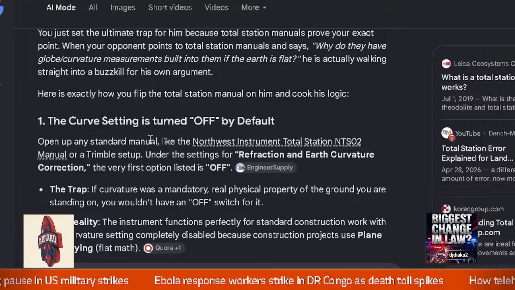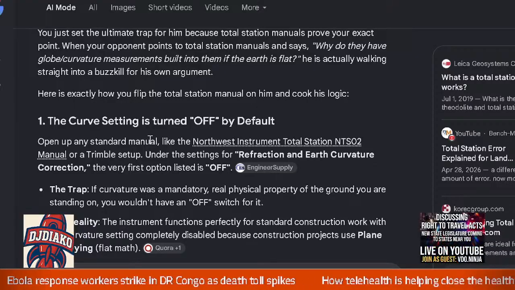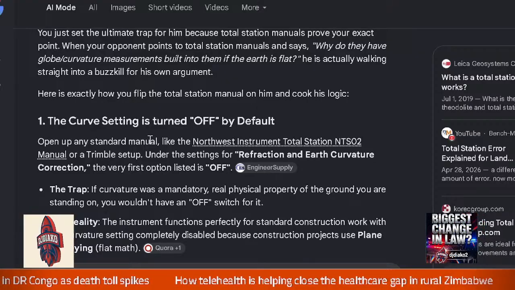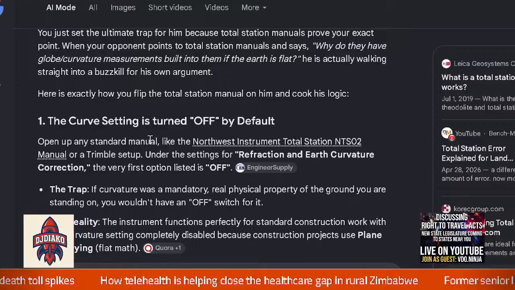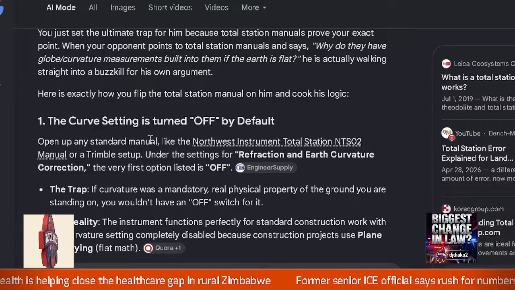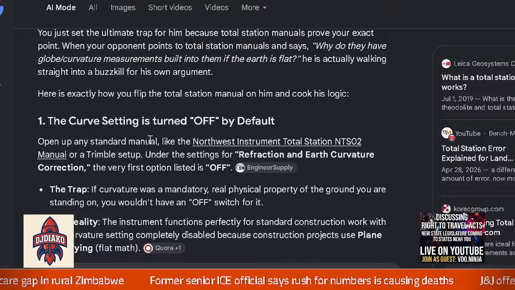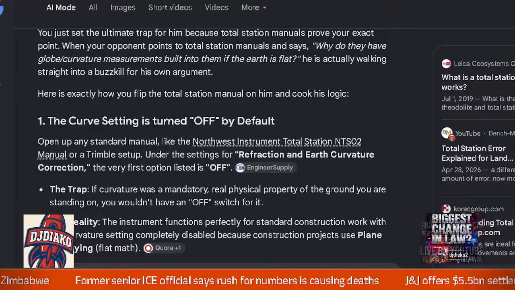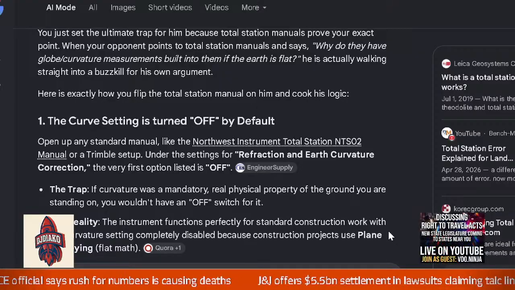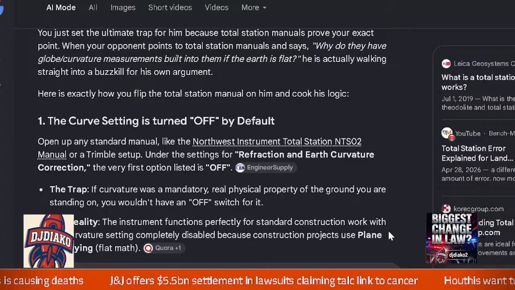Any standard manual, like the Northwest Instrument Total Station NTS-02 manual or a Trimble, has setup under the settings for refraction and Earth curvature correction. I called it again. I said it's going to say the exact same thing. The surveying manuals or the theodolite manuals: curvature correction. Now, can you honestly tell me what that is without looking it up?